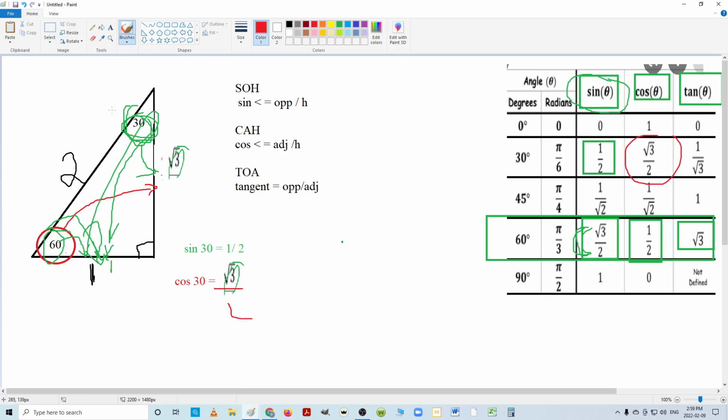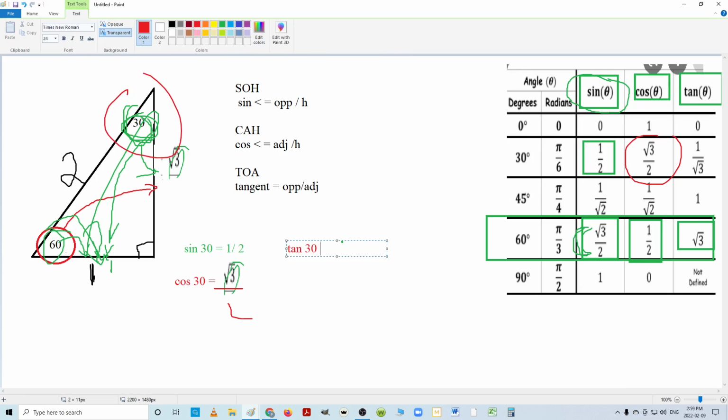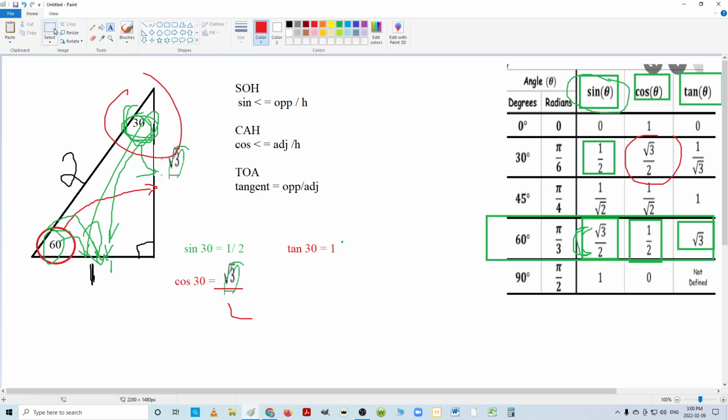And continuing on, the tangent of 30 is equal to the opposite over the adjacent, which is 1 over the square root of 3. And that's what we get right here. So boom, we now have figured out this row using 2 simple triangles.